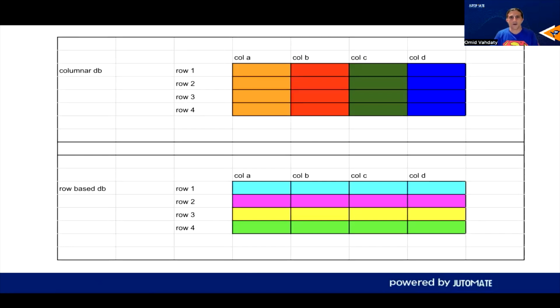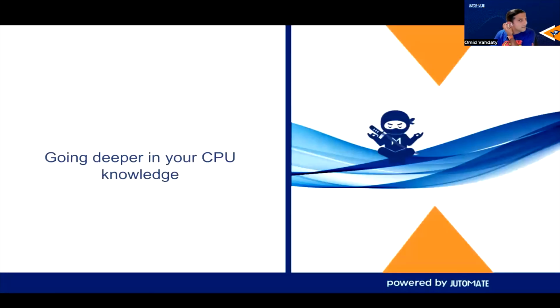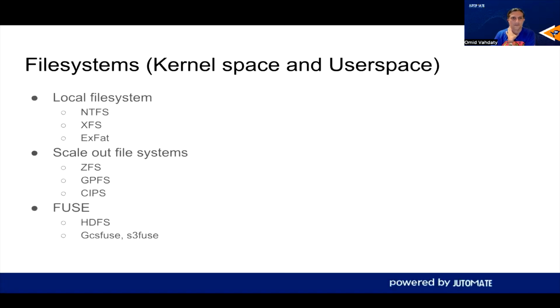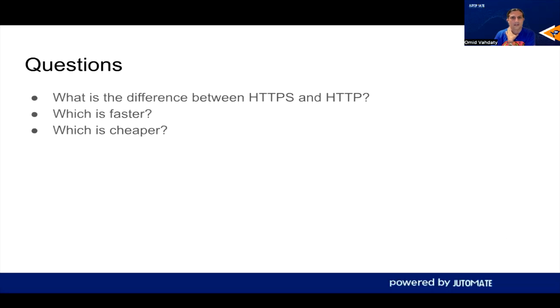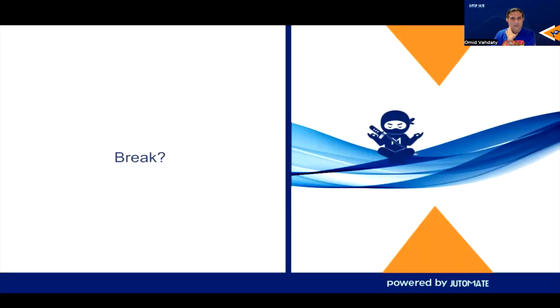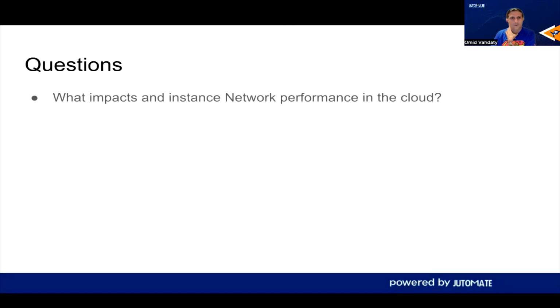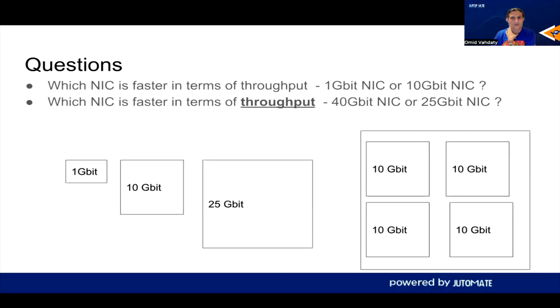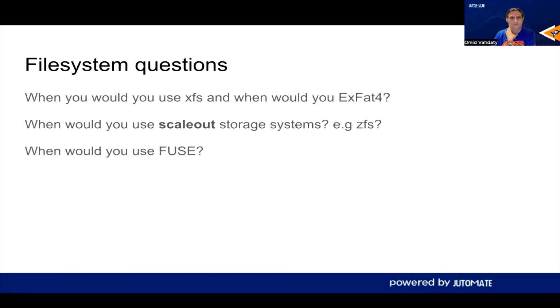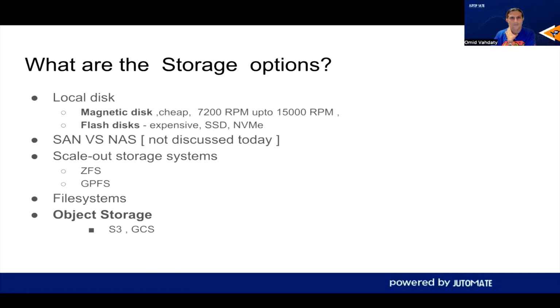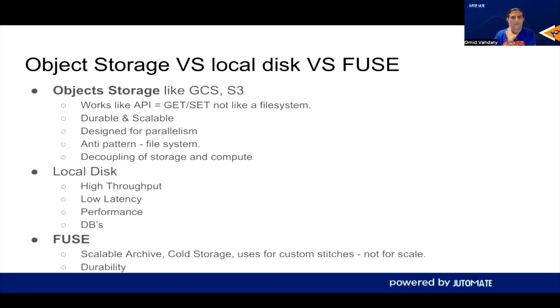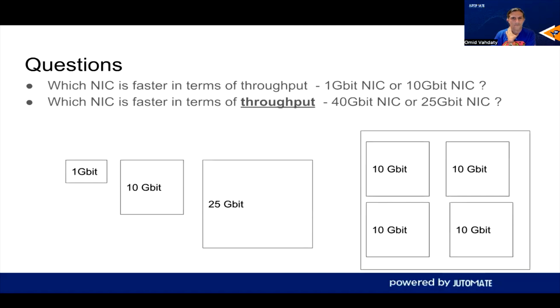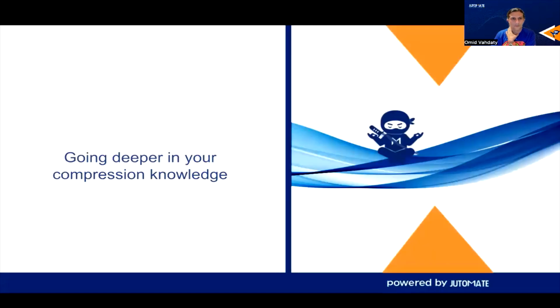Here's an example of how the data is saved when it's columnar and when it's row-based. And we discussed CPU concepts and storage concepts and some file system and network concepts. And what I wanted to do today is go over some concepts as follows. Today we're going to talk about compression.